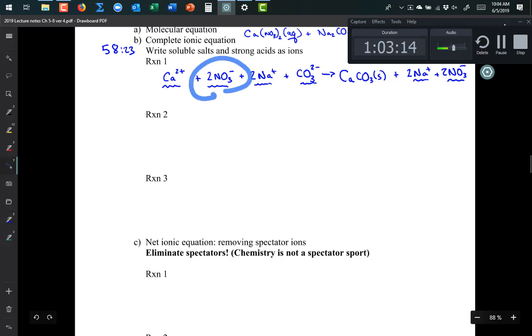You'll notice that the nitrates are there and over here. They didn't change from beginning to end. There's nothing that happened. And then for the sodiums, there's two sodiums here and two sodiums here. So those are known as the spectators. And what we're going to do is get rid of the spectators and write what's known as the net ionic equation. So underneath this reaction, I'm going to get rid of this one, this one, this one and that one. And that leaves the calcium, the carbonate, and the calcium carbonate.